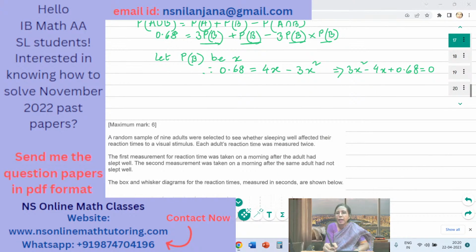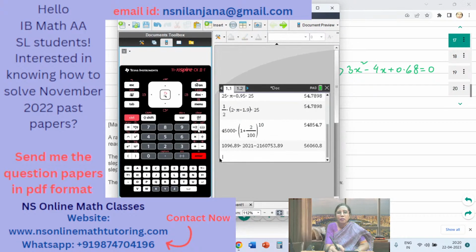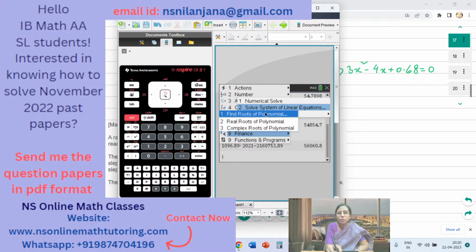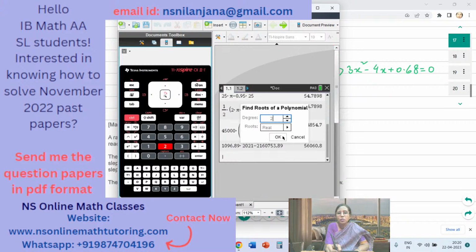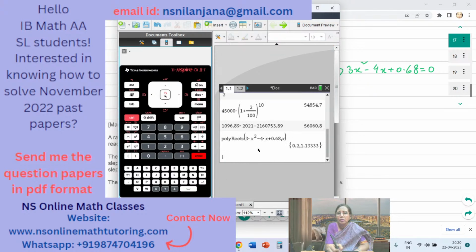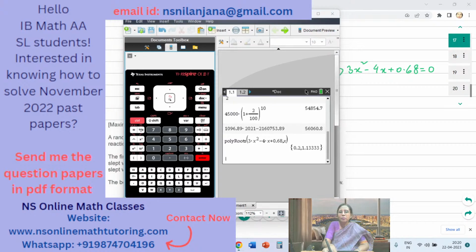Now again we have to use the calculator. This time it is the polynomial tool. So algebra, polynomial tool. 3, negative 4 and 0.68. Obviously, because it is a quadratic equation, you will be getting two answers. One is 0.2 and the other is 1.13. So let me write both of them.